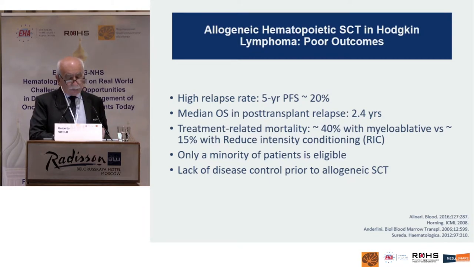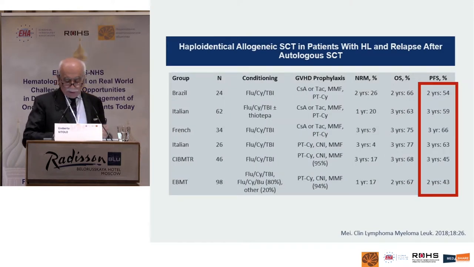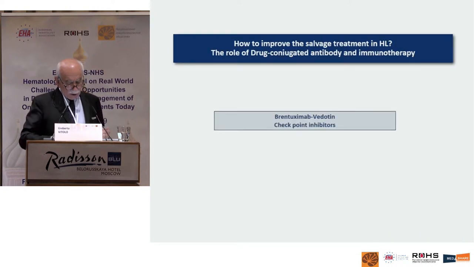One of the attempts was to give allogeneic transplant. However, the results of allogeneic transplant were not very good in Hodgkin lymphoma. The majority of the patients treated with allogeneic transplant relapsed, and only 15 to 20% are free of disease after allogeneic transplant. With the introduction of haploidentical allogeneic transplant in Hodgkin lymphoma, maybe the results are slightly better compared to standard allogeneic transplant in these patients.